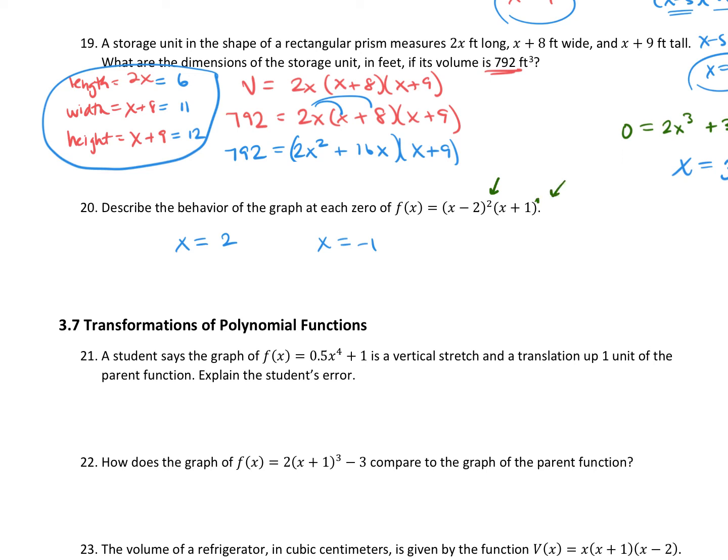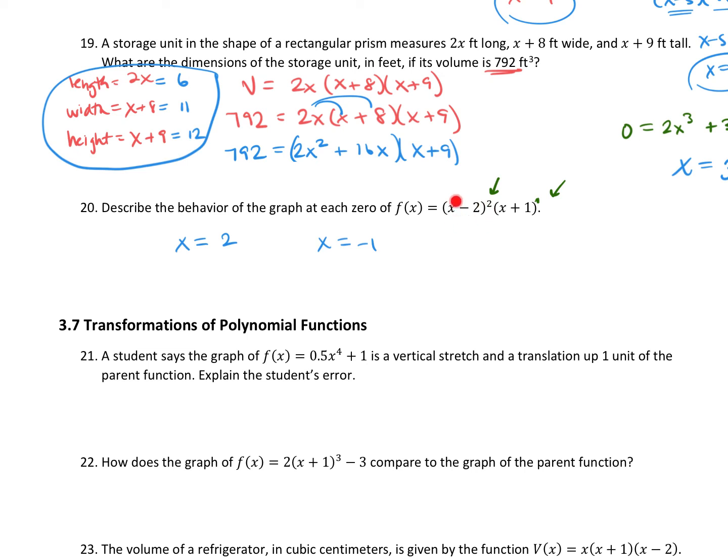Okay, so if the multiplicity, the exponent with your factor in factored form, is even, this polynomial is going to touch the x-axis at that factor. If it is odd, your polynomial is going to cross through the x-axis at that factor.